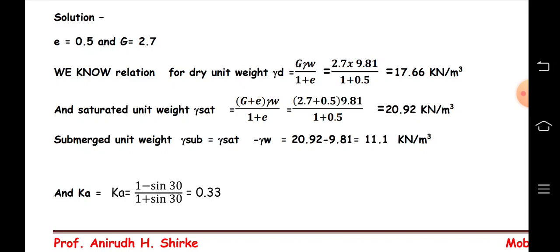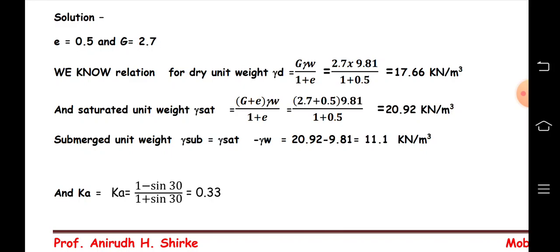Then for saturated unit weight, we have the formula (G plus e) gamma W upon 1 plus e. So G is 2.7, e is 0.5, that is 2.7 plus 0.5 into gamma W, that is 9.81, upon 1 plus e, that is 1 plus 0.5, the void ratio. Our answer will be gamma saturated, that is 20.90 kilonewton per meter cube.